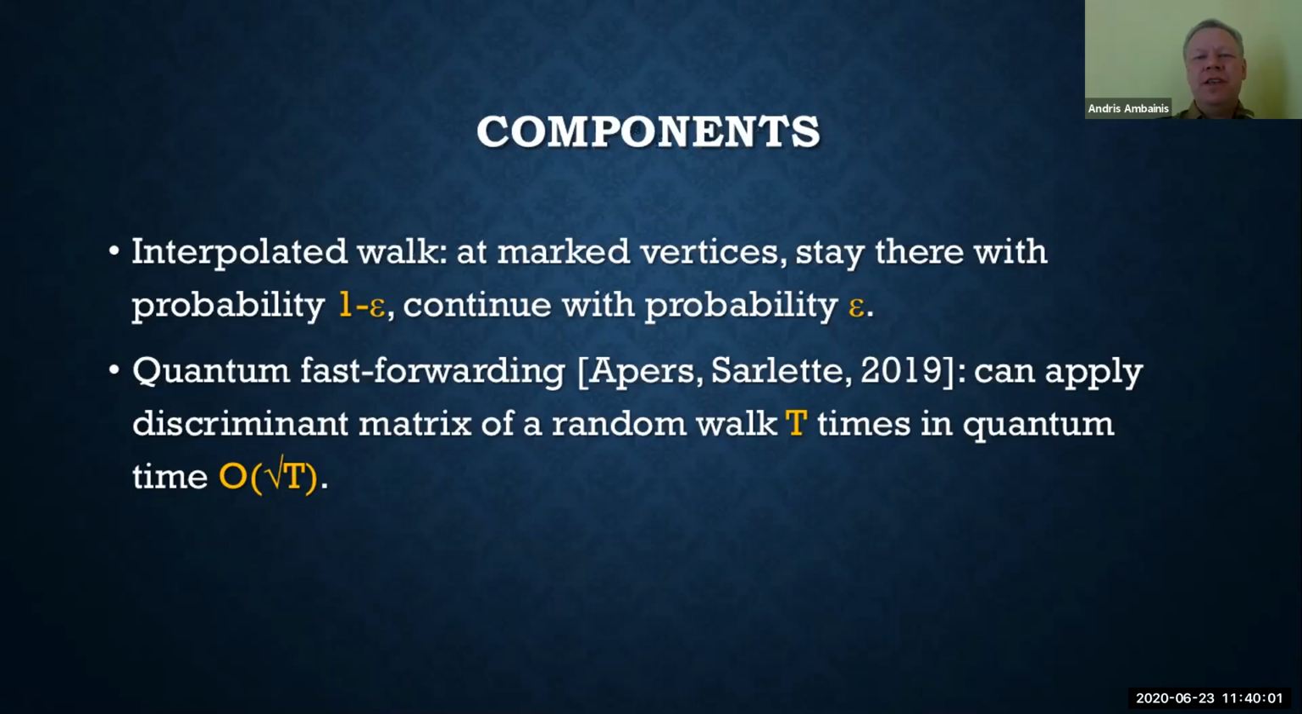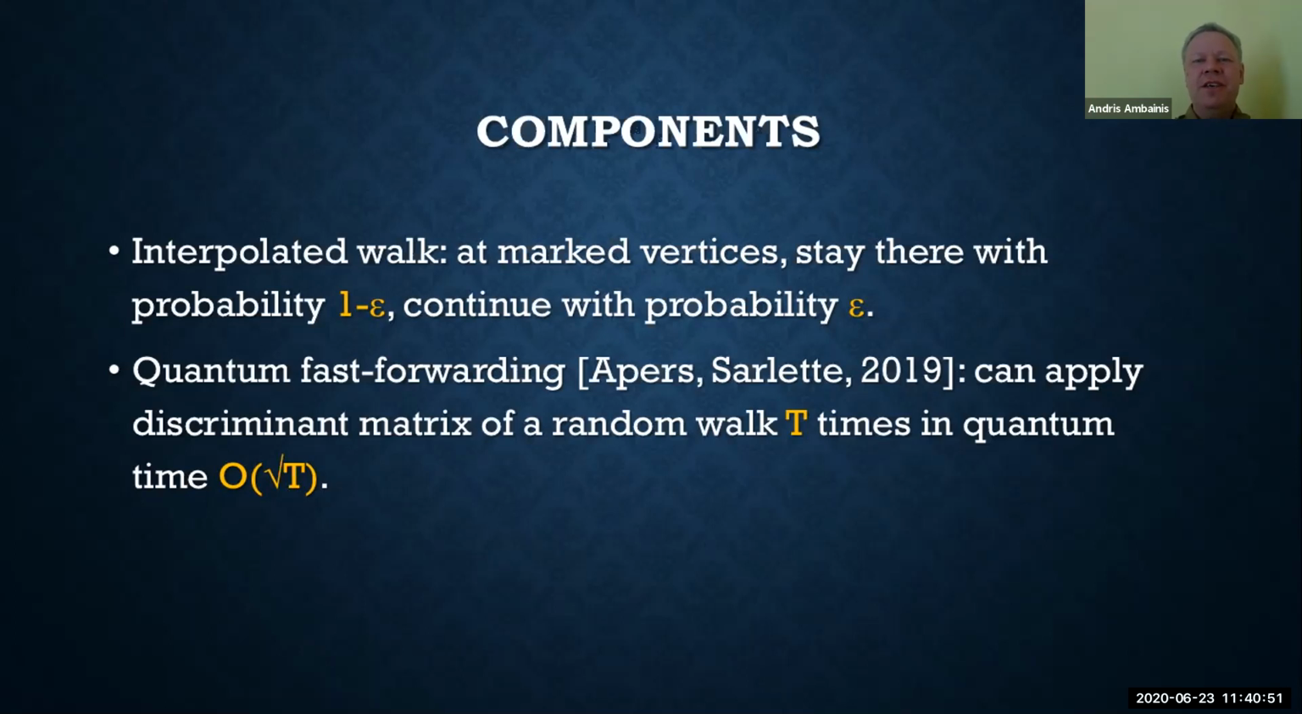So basically, there are three technical components. The first component is the Szegedy transformation from random walks to quantum walks, and we use the same transformation as Szegedy. The second component is a modified walk called the interpolated walk, which means that we modify the original walk so that whenever it is at a marked vertex, we stay there with a large probability, 1 minus epsilon, and we continue with probability epsilon.